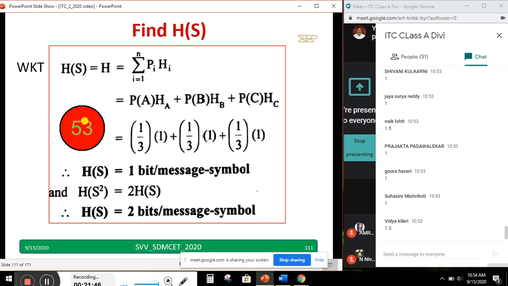Just check it. And those who have completed H of S, write down H of S square equal to. Simply, all of us know H of S square equal to 2 into H of S, 2 into 1. You'll get 2 bits per message symbol. Good.